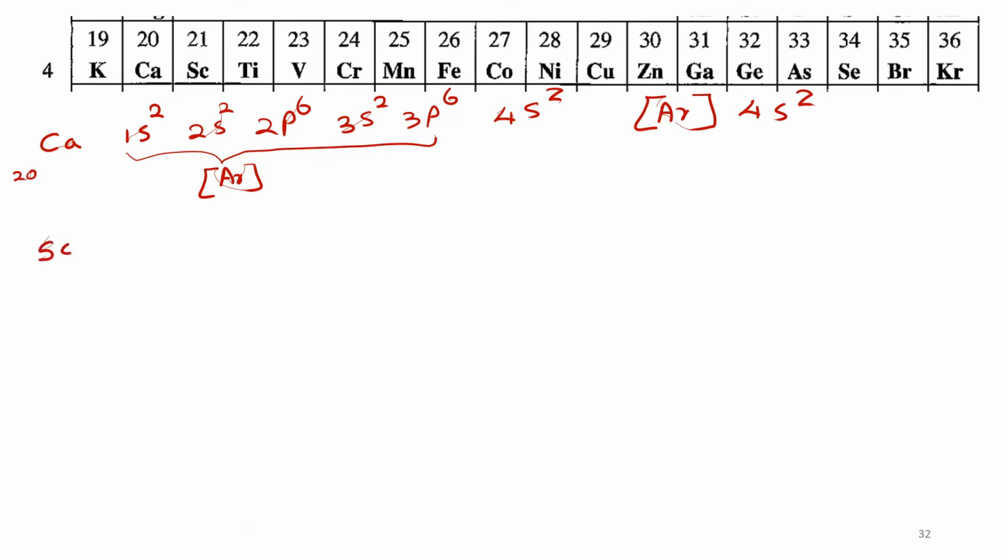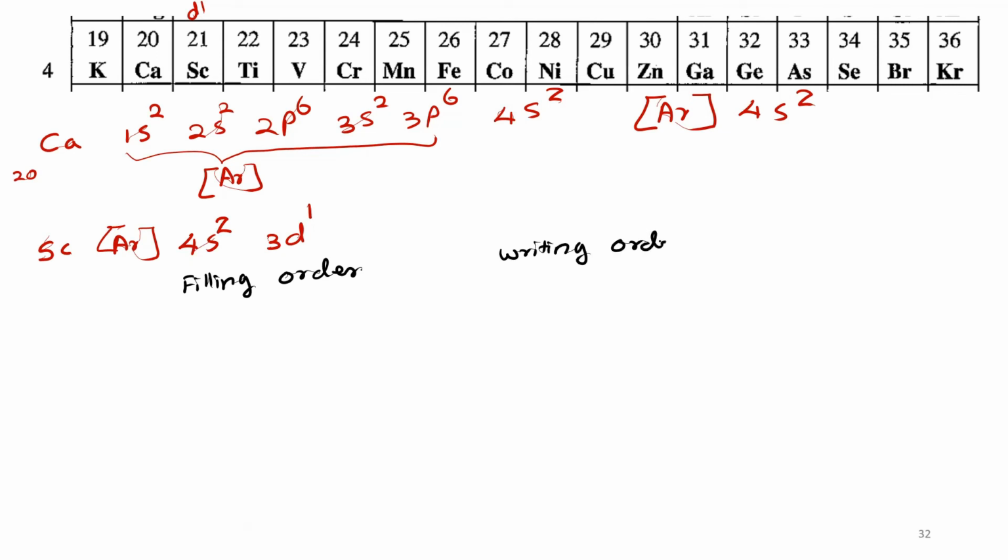Next element is scandium. I can write it as argon 4s2. Now I'm starting to fill the d orbitals. This is 3d1. This is d1. So it fills in this order. But in most places, when they write it, they will show it as argon 3d1 4s2.